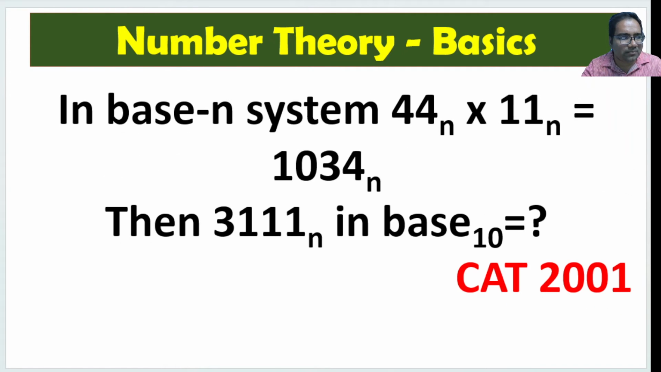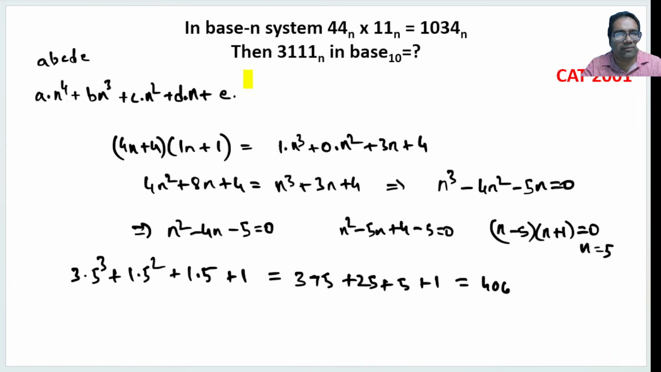Now coming to this problem, we are given 44n and 11n. What is 44n? In some base n, it is 4 into n power 1 plus 4 into n power 0, basically 4n plus 4. Similarly, what is 11n? It is 1 into n power 1 plus 1 into n power 0, and n power 0 is 1. This equals 1034 in the same base n. That means 1 into n cube plus 0 into n square plus 3 into n plus 4 into n power 0, which is 4 into 1, 4.